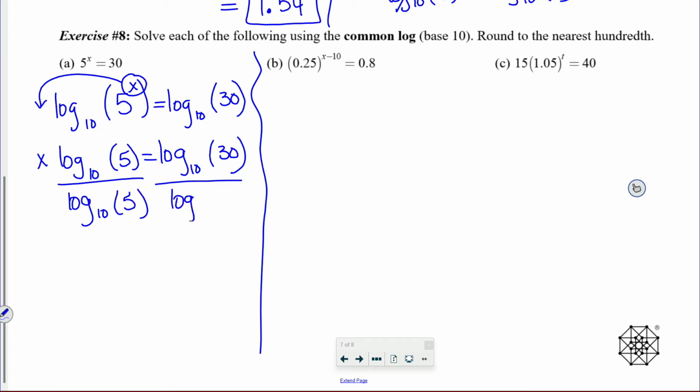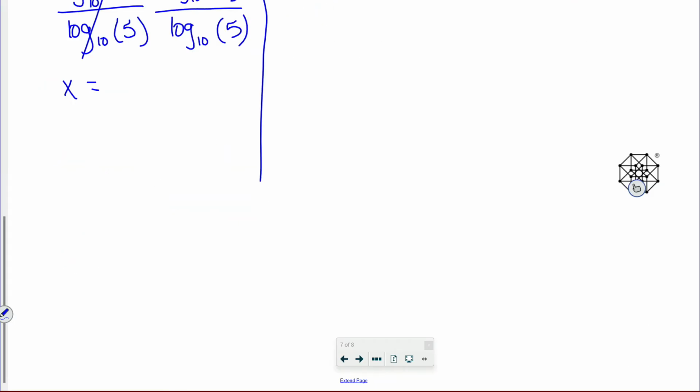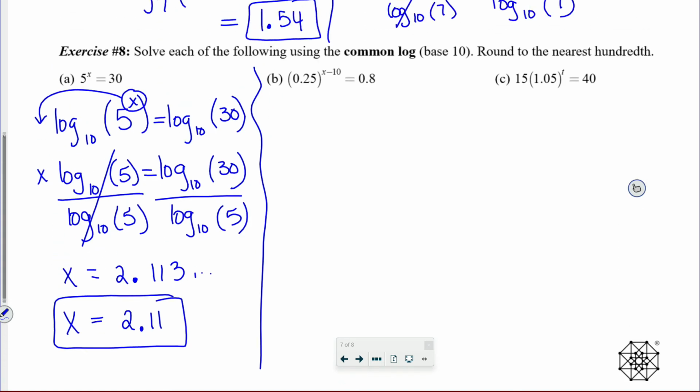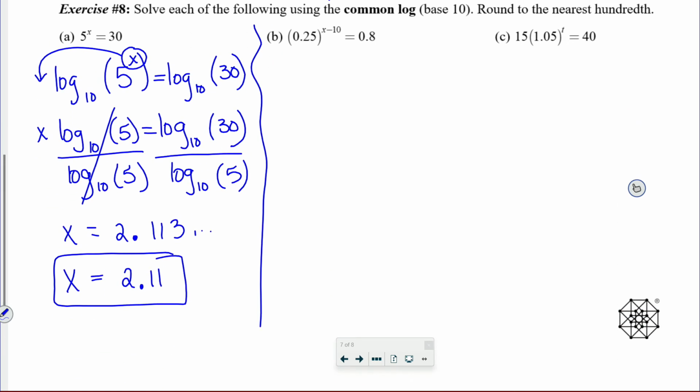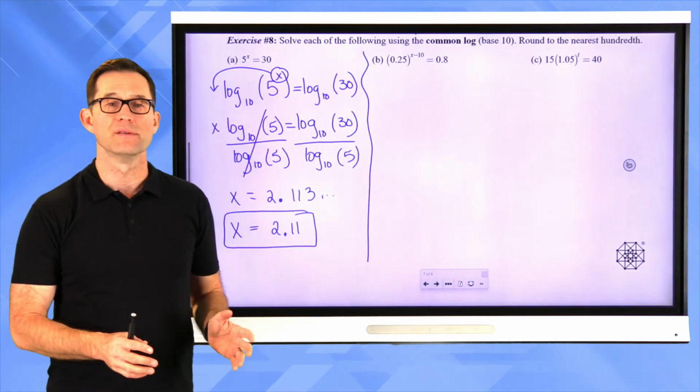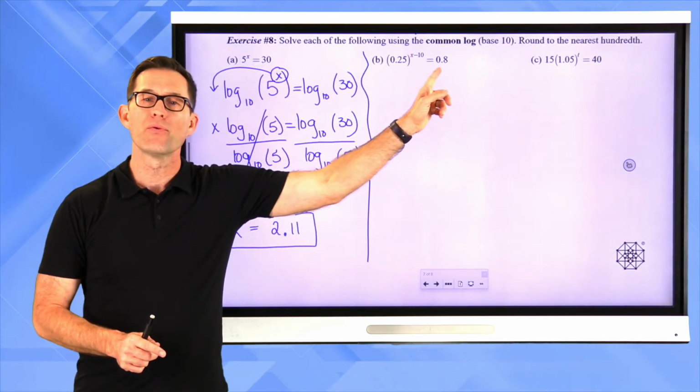Very, very similar, obviously, to the problem that we just did. I find now that x is equal to the log base 10 of 30 divided by the log base 10 of 5. We just need to plug both of those into our calculator. And what we find, it's very messy, as many of these are, 2.113, etc. To the nearest hundredth, that's 2.11. All right, so hopefully, based on what we did in the previous exercise, that one was pretty easy for you. Now, why don't we go through this one together?